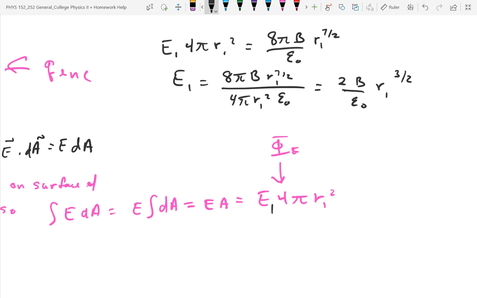You can look at the rubric to see how I'm going to be grading so you know exactly what you need to have. But there's my electric field equation for any radius inside of the conductor.